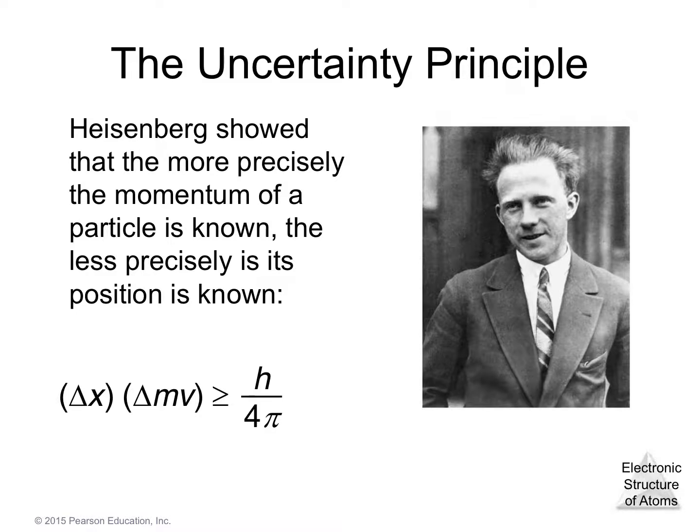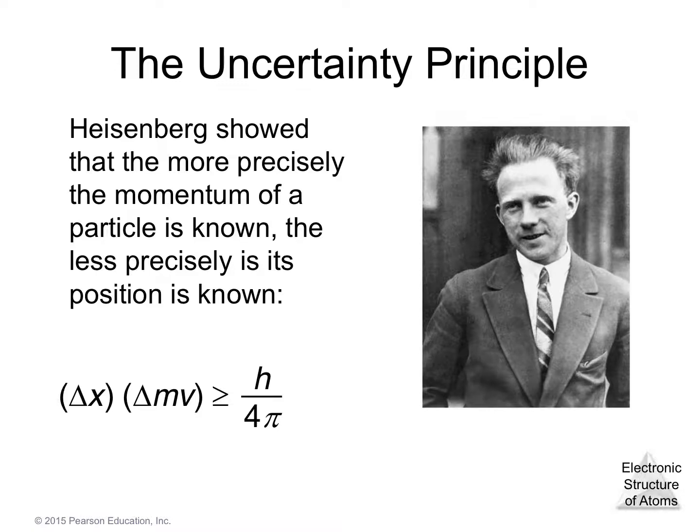A scientist named Werner Heisenberg came along, and he came up with the uncertainty principle. And he basically said that on the level of an electron, since it's so tiny and it's moving so quickly, it's impossible to know its exact location and its exact speed at the same time.